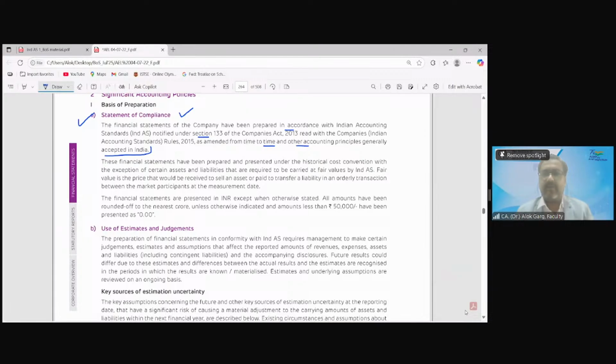Yes, sir. Okay. So this is the meaning of explicit and unreserved statement of compliance. This is a new section which is required under Indian accounting standards, which was not there in the earlier accounting standards, right? Can we go back to our presentation?